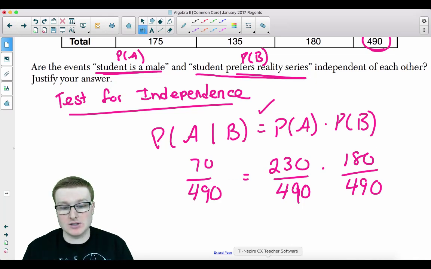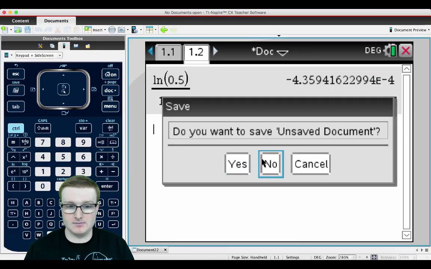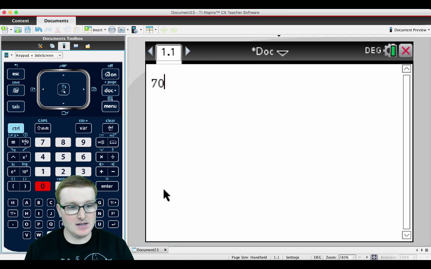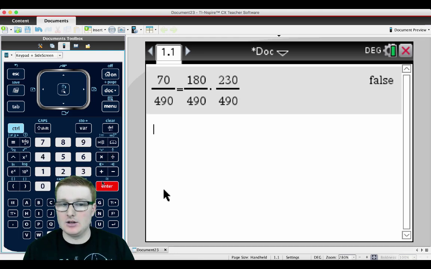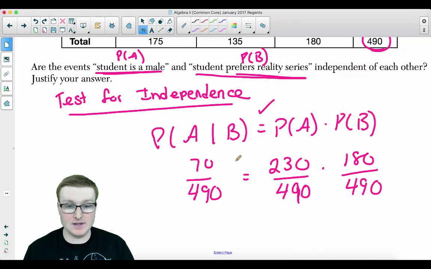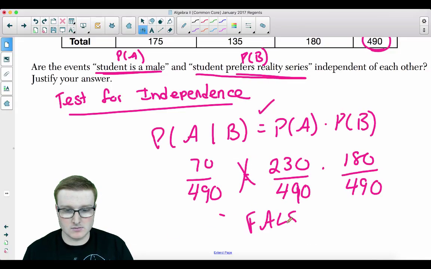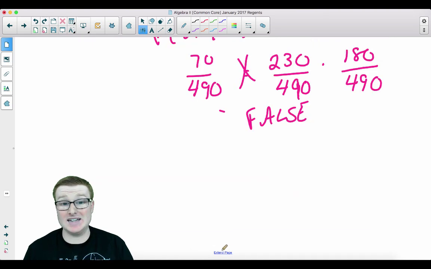Well, are those two things equal? Let's go to our calculator. Okay, so we get 70 over 490. Is that equal to 180 divided by 490 times 230 out of 490? Your answer is false. So therefore, if this is false, then these events are not independent of each other.